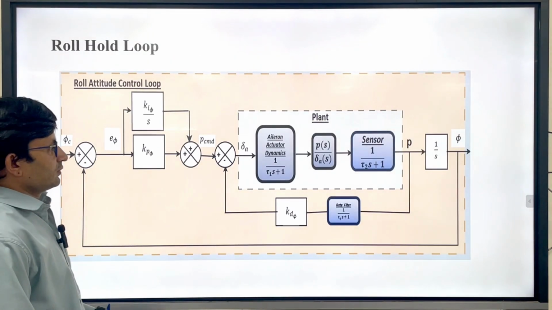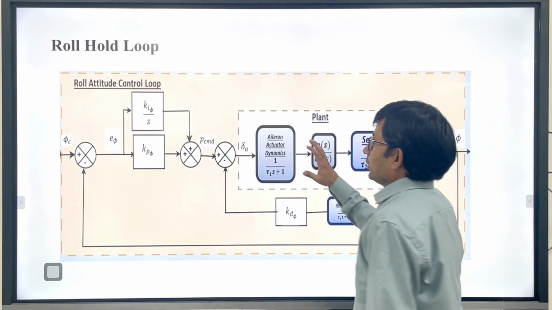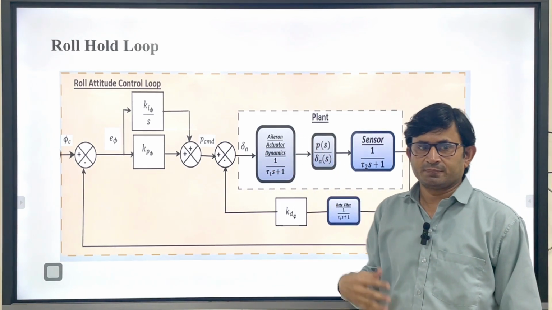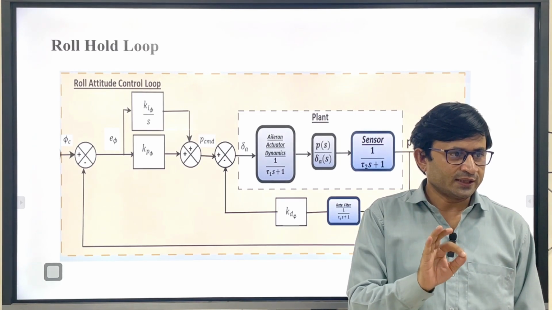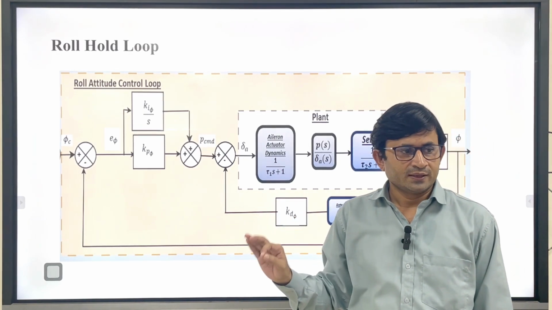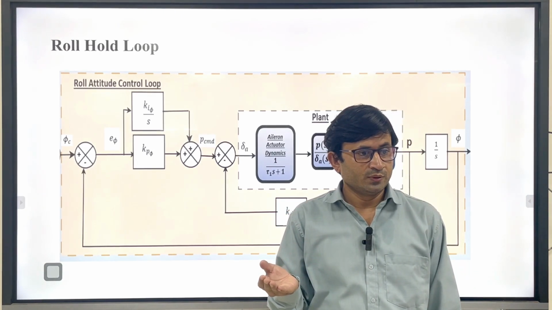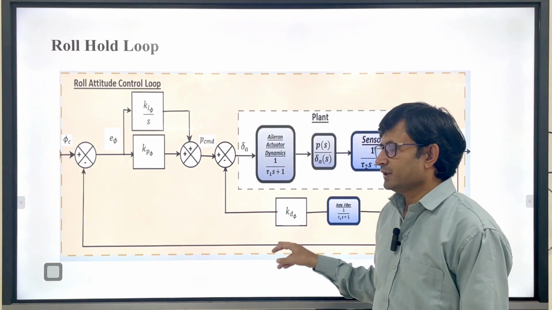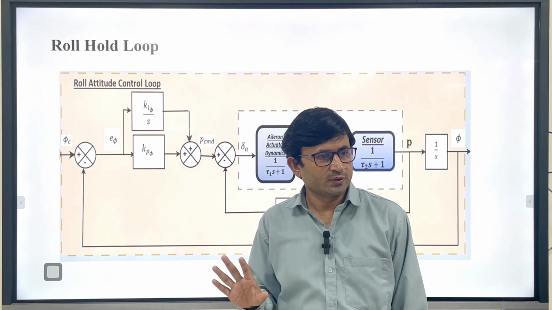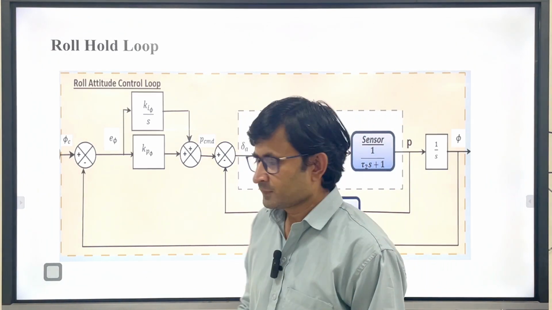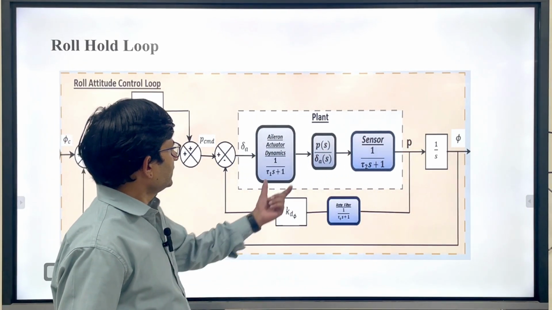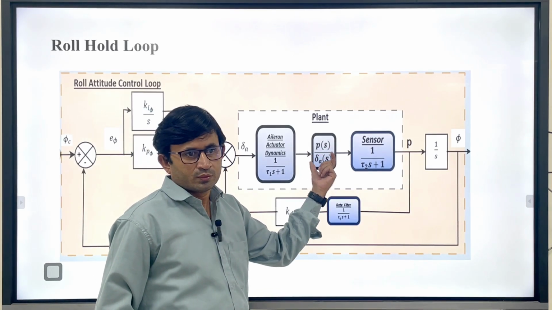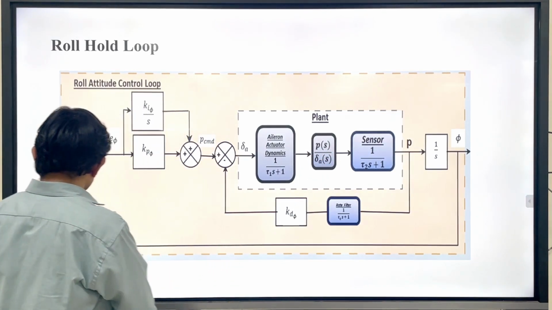Now this is a typical roll attitude loop. The best way to understand it is to replace theta by roll angle phi, and replace q by roll rate p; everything remains the same. The design procedure is the same. First we have to obtain the aileron to roll rate transfer function.